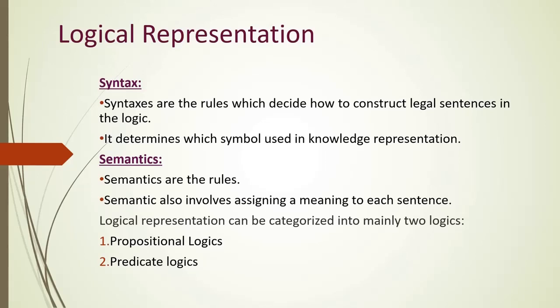The second one is semantics. Semantics are the rules by which we can interpret the sentences in the logic. Semantics can also involve assigning a meaning to each sentence. This logical representation can be mainly categorized into two logics. The first one is propositional logic, and the second one is predicate logic.